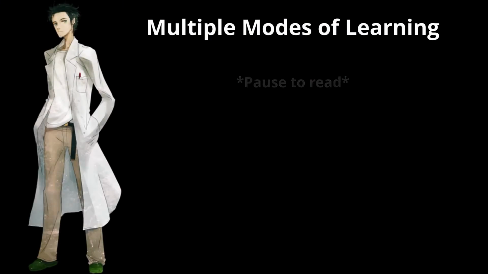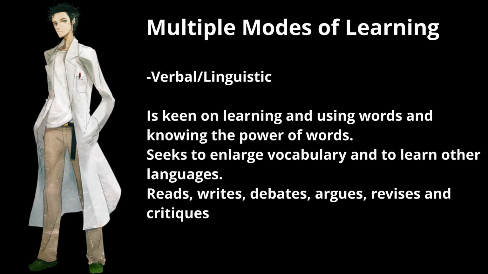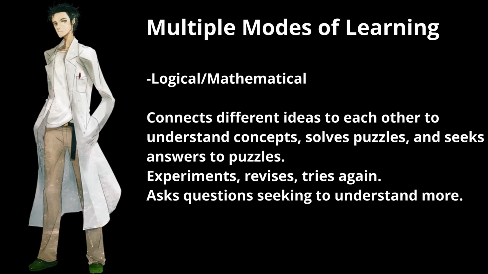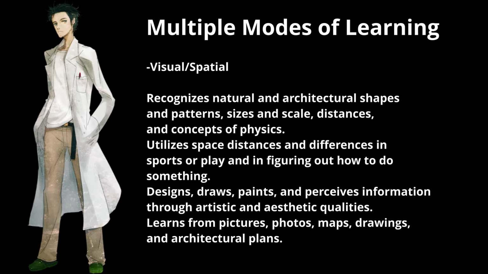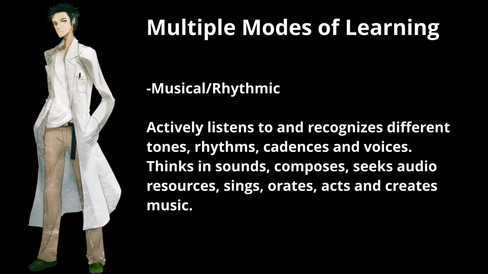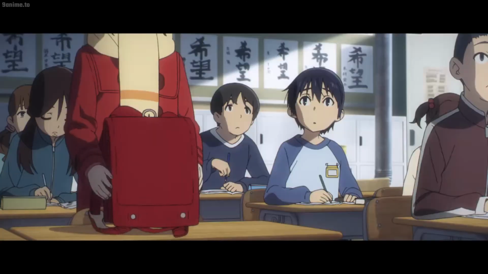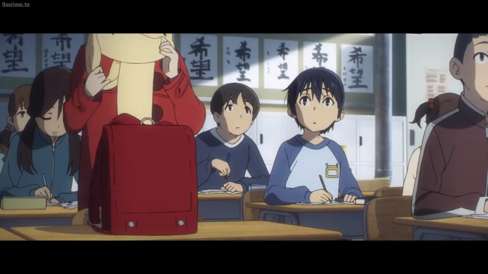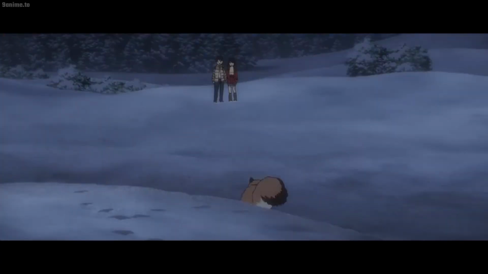The multiple modes of learning are a series of concepts that describe the different ways that a person learns. They are bodily kinesthetic, intrapersonal, verbal linguistic, logical mathematical, interpersonal, naturalistic, visual spatial, and musical rhythmic. The general idea here is that people tend to learn more effectively when more of these concepts are used. A great example of this is when students study while listening to music, or when a science teacher decides to bring the class outside for a nature walk.